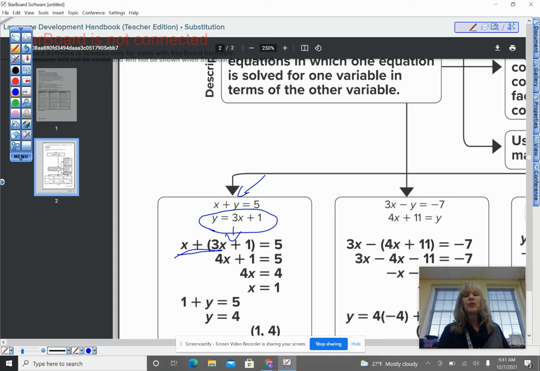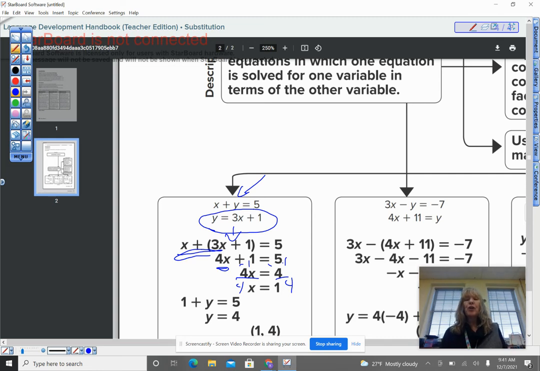So you have two like terms here. So 1x and 3x is 4x. So 4x plus 1 equals 5. We need to isolate the variable, so you need to subtract 1 from each side. And that's how they got 4x equals 4. Then, of course, they divided it by 4 to get x equals 1.